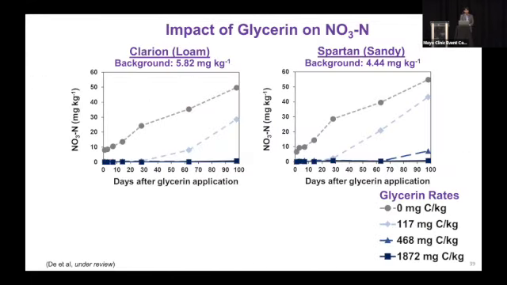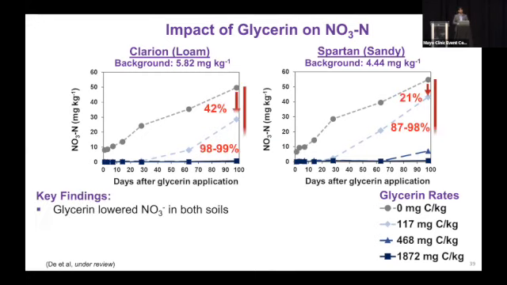So what do you see here? On the x-axis, we have the days after the glycerol application. On the y-axis, we have the nitrate nitrogen concentration. And we have these 4 different rates of glycerol. One is 0, that's our control. Then we had 117 milligram per kilogram of carbon, then 468, and then 1872. In other words, if you want to remember this, low, medium, and high are the 3 rates of glycerol that we added. Here, this is our control, or the 0. Then the lighter the colors are, the more the carbon content is increasing. And these 2 graphs are showing 2 different soil types.